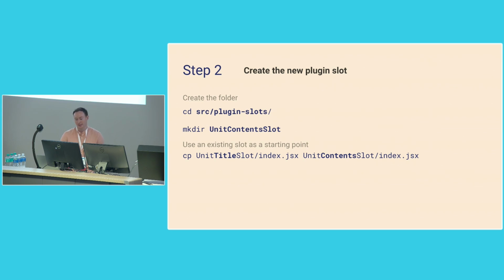You'll see that there is already this folder called plugin slots, which we saw briefly in the beginner session, where you can list all the existing plugin slots. So we'll create a new directory for our new plugin and call it unit contents slot. And you'll see there's already a unit title slot, so we can just copy unit title slot and rename it to unit content slot. And now we have our new slot definition. So just run those 3 commands basically, and you will get the new slot.